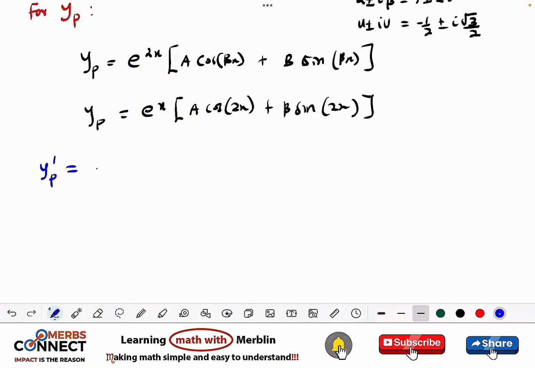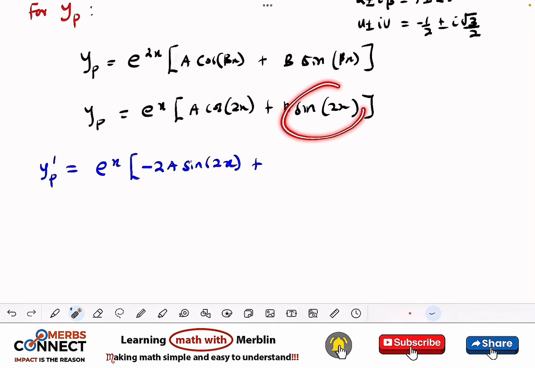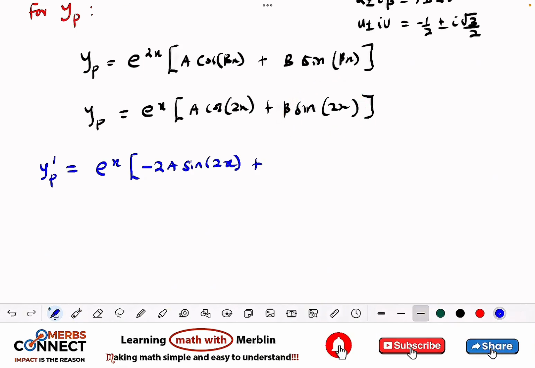First I will maintain e to the power x and differentiate what is in the square bracket. When I differentiate cos, I get minus sine, but I need to differentiate what is inside, so I get 2. This is going to give us minus 2a sine 2x. Good. Plus, when I differentiate sine, I get cos, so I'm going to have 2b. This is not beta, this is b. 2b cos 2x, yeah.